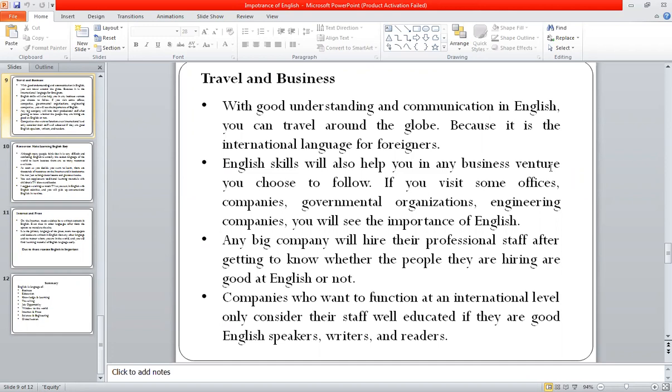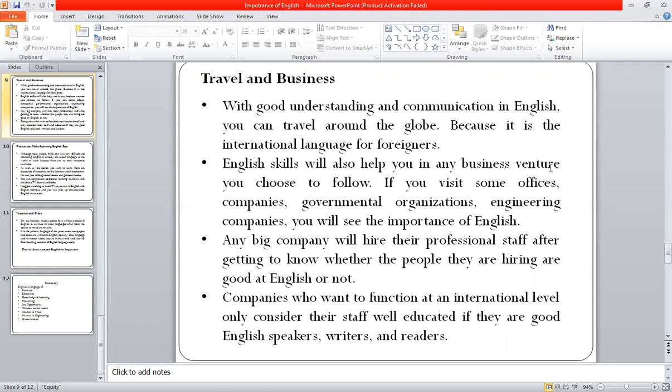So that's why, if you visit some offices or companies, or take for example governmental organizations, there are many organizations of government. These are also organizations which use English as a language for doing their administration and making their work efficient and easy.